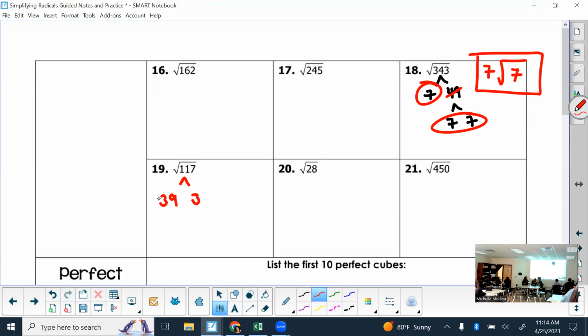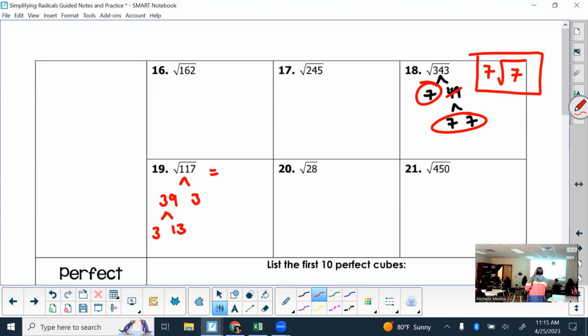I know I have seen on the tests, sometimes the numbers just aren't able to be simplified because they're prime, and then you just leave it as is. But yeah, that does work. 39 times 3 does multiply to 117. You can keep breaking it down. Like 3 times 13 gives me 39.